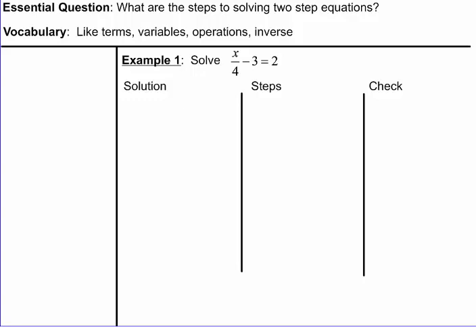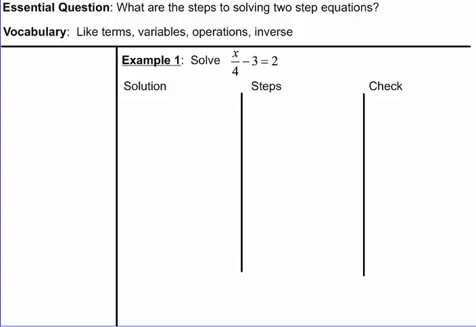So I'm going to show you how we expect you to do checks. And then we'll do two examples, and you can use those two examples to write some general steps for solving two-step equations. So vocabulary: you have like terms, variables, operations, and inverse. Some of those we've talked about in previous lessons.